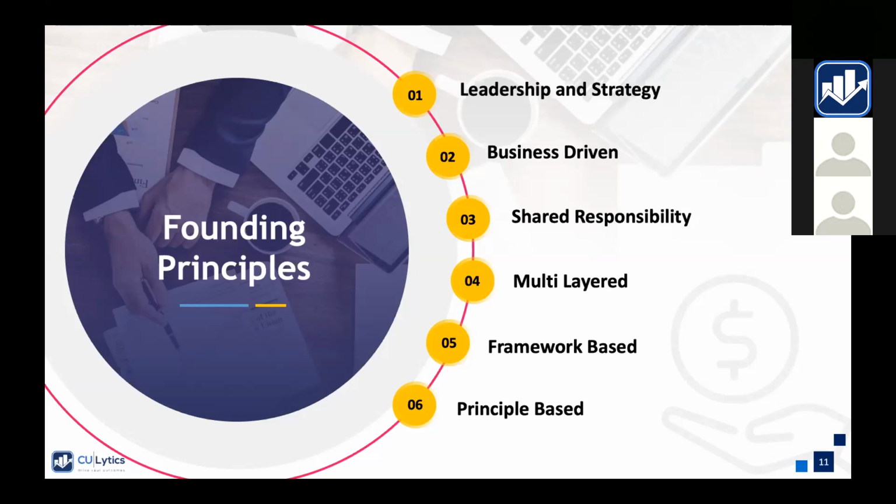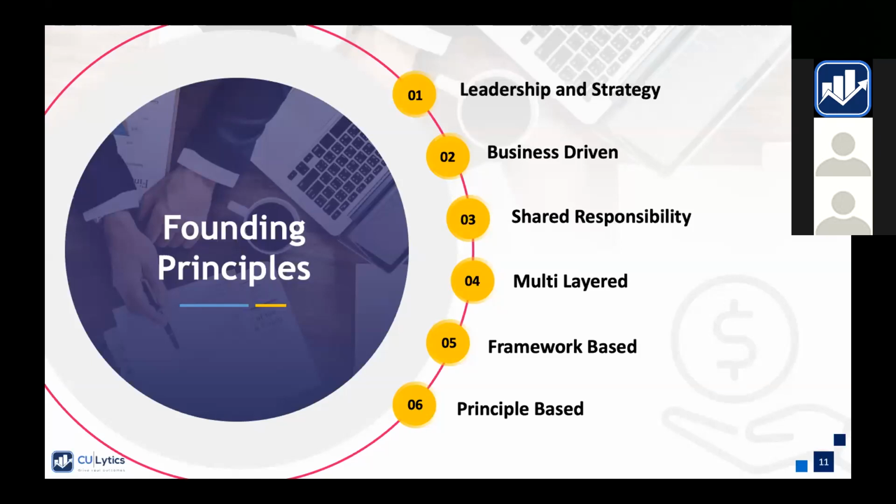The second point around the principle is around the business driven. That data governance program, a lot of times people incorrectly think of it to be a technical initiative, which is not, and it should not be. If there is a governance program which is technology team driven or IT driven, then it is a lot more likely to fail, and it is a lot less likely to deliver the expected value. So it is very important to align and engage with your business teams when you are working on the data governance program. The third one is around the shared responsibility.